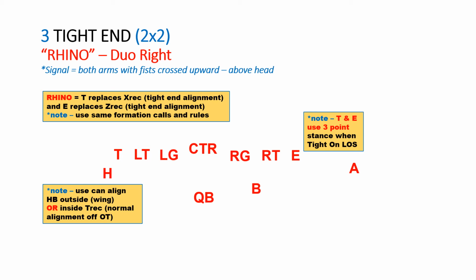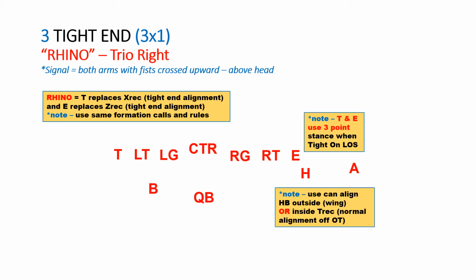We're going to have the T replace the X receiver like Tiger, and then we're going to combine this with the E replacing the Z like elephant. You can see then we're going to get two traditional tight ends on each side along with the H as the wing. Again, you can determine if you want them outside or inside. The A then becomes a flexed flanker, again lining up on the hash like normal.